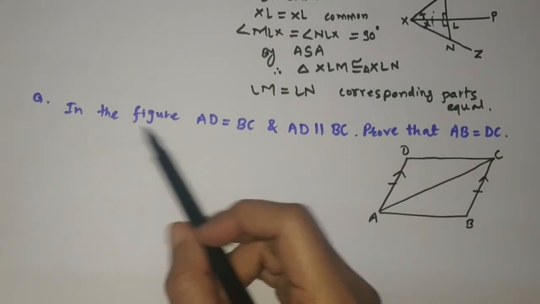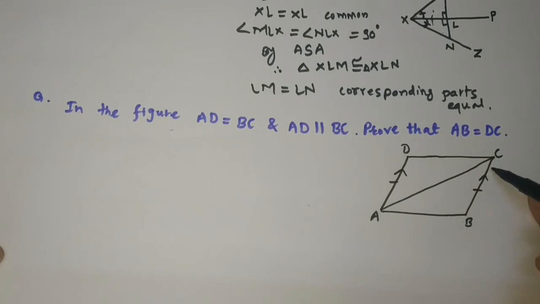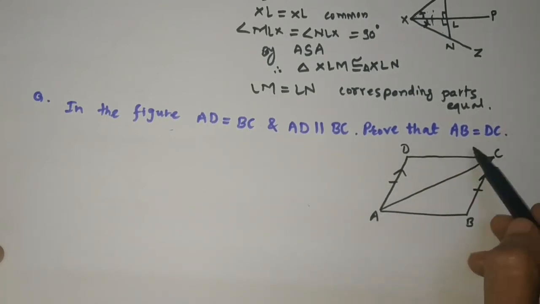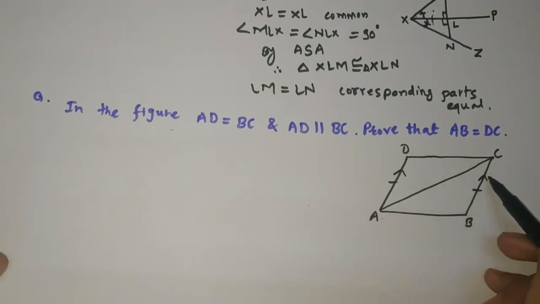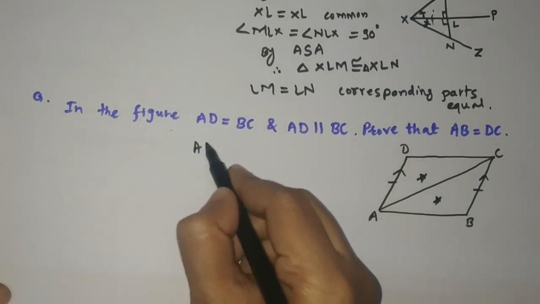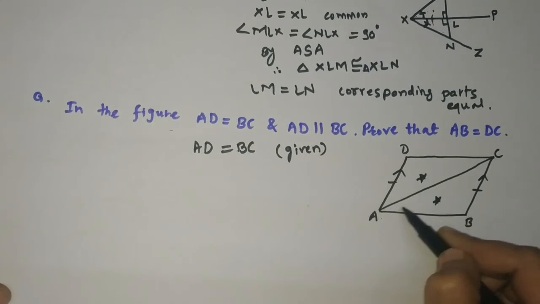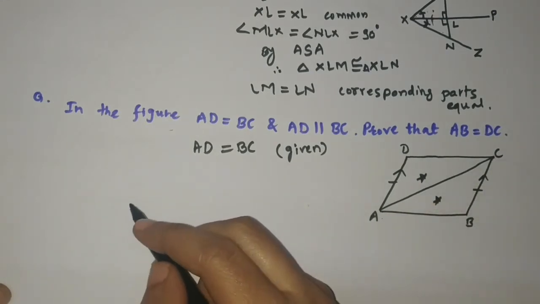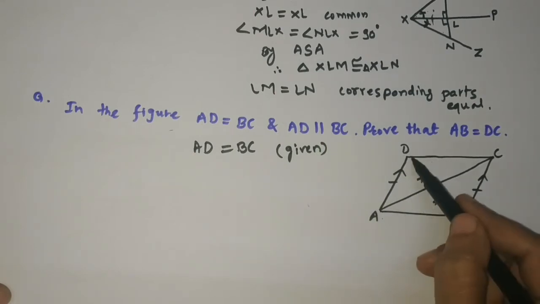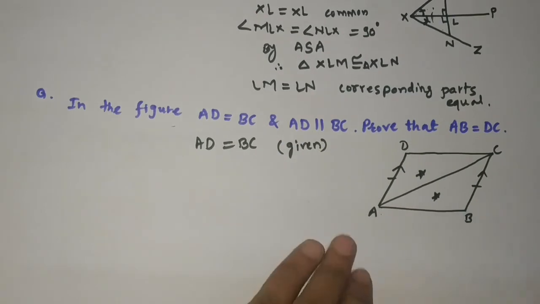Now friends, we have the next question. In the figure, AD is equal to BC, and it is also given that AD is parallel to BC. We have to prove that the remaining side AB is also equal to DC. So I have two triangles, this one and this one. First of all, write down AD is equal to BC, it is given data, and this side AC is also common. And one more thing, it is very important, AD is parallel to BC. It is given that.